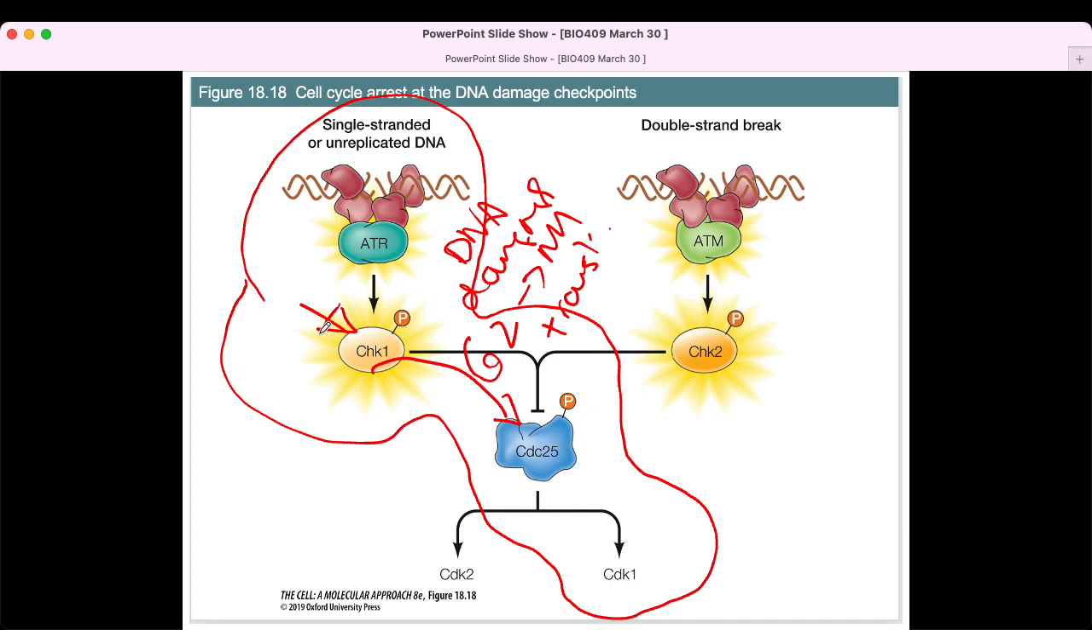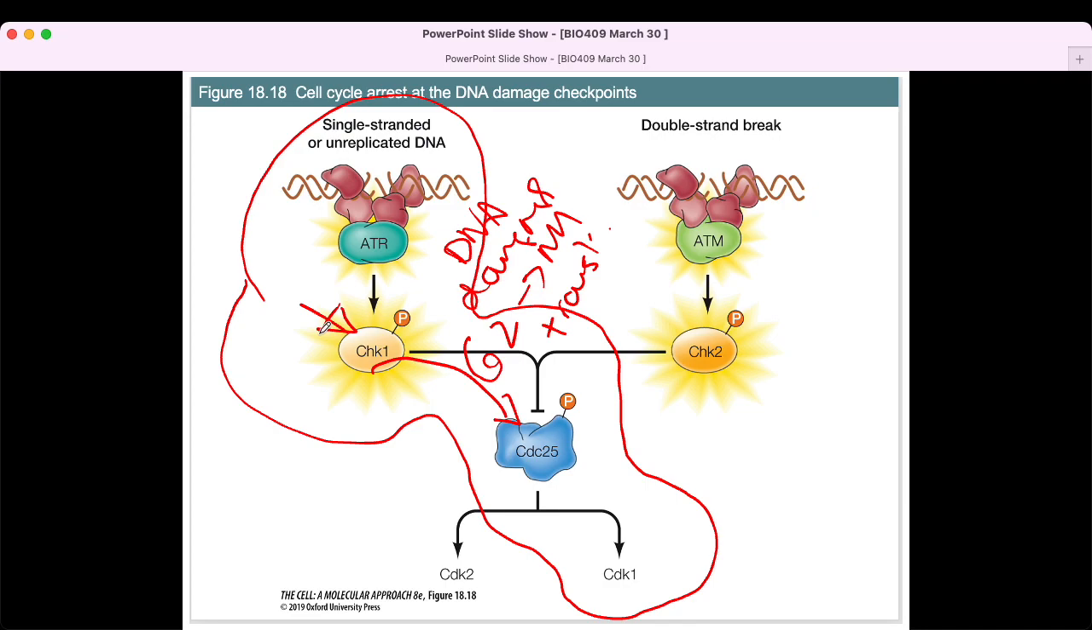So CDC25 removes the inhibitory phosphate. And then draw it a second time where there's DNA damage. So in this case, you would have a separate drawing like that, and there would be Chk1 phosphorylating CDC25 and inhibiting it, failing to remove the inhibitory phosphates.